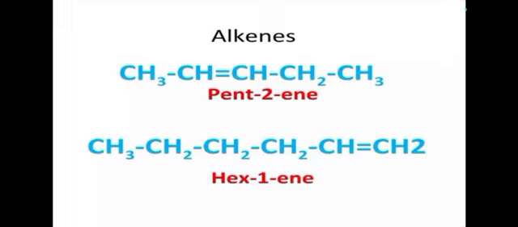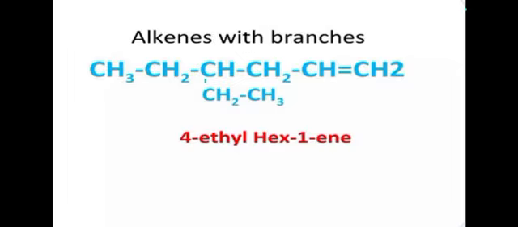Alkenes. Alkenes means double bonds. For example, pent-2-ene. The second position has the double bond, so pent-2-ene. Second one, hex-1-ene. The first position has the double bond, so ene for alkene. So hex-1-ene.